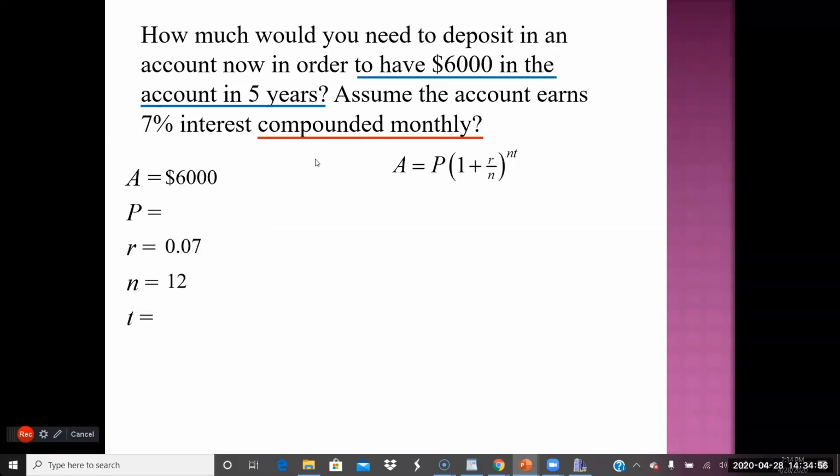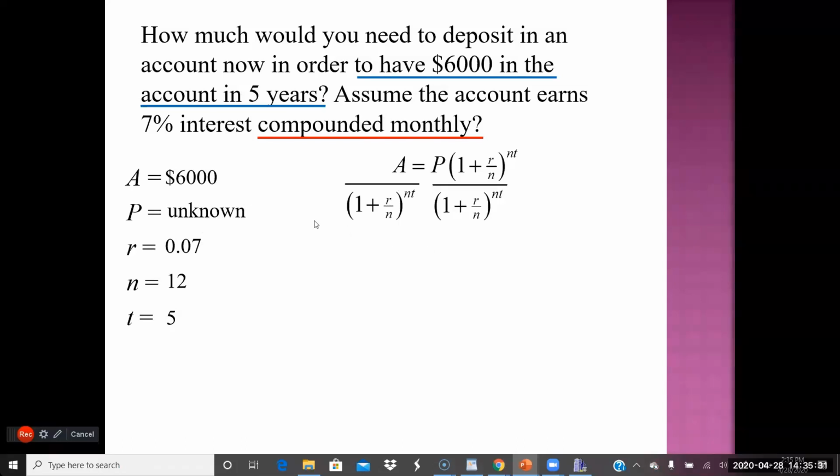And then our N is 12 because it says that this account compounds 12 times a year, compounds monthly. So that's 12 times a year. And then finally, 5 years is how long we're going to keep the money in the account. Okay, so how much principal do we need to invest? Well, here's where we're going to fill in everything we know and solve for what we don't know, okay?